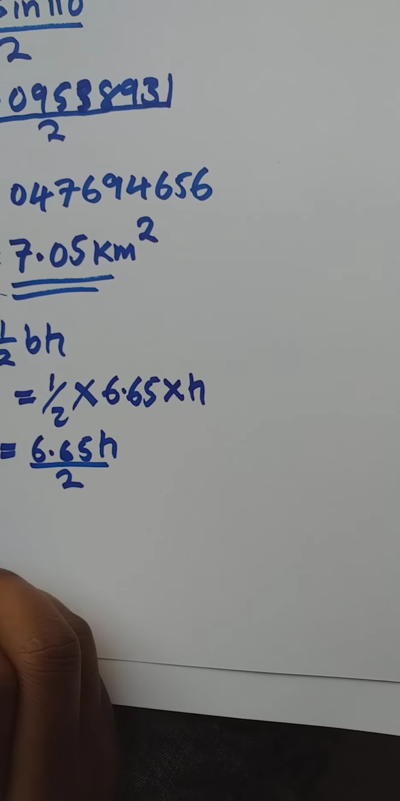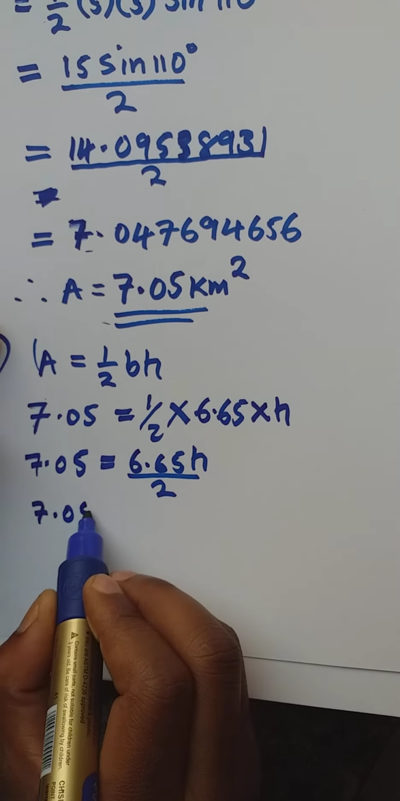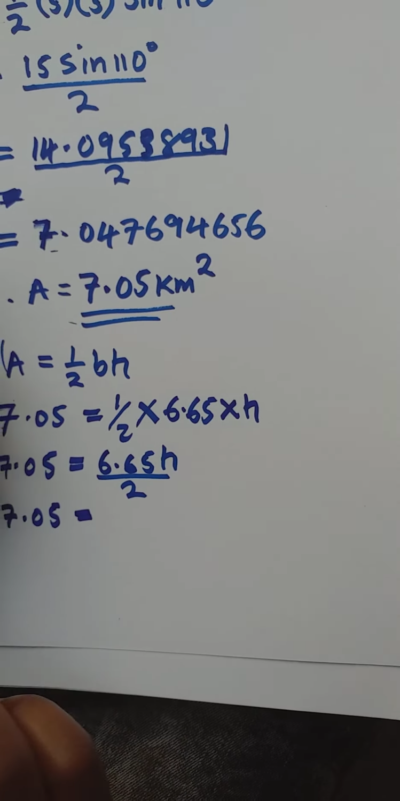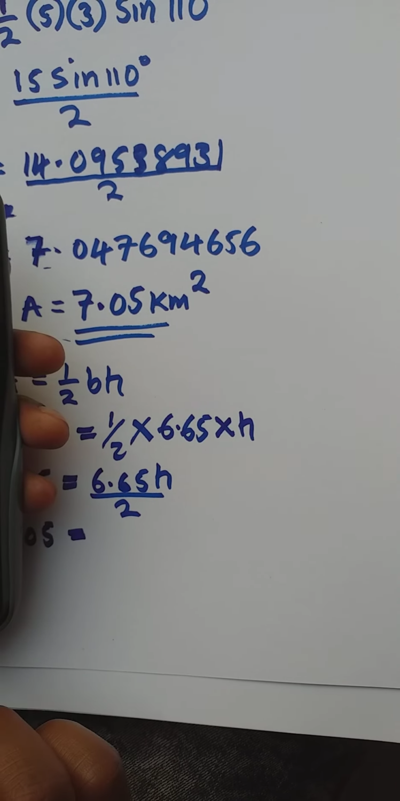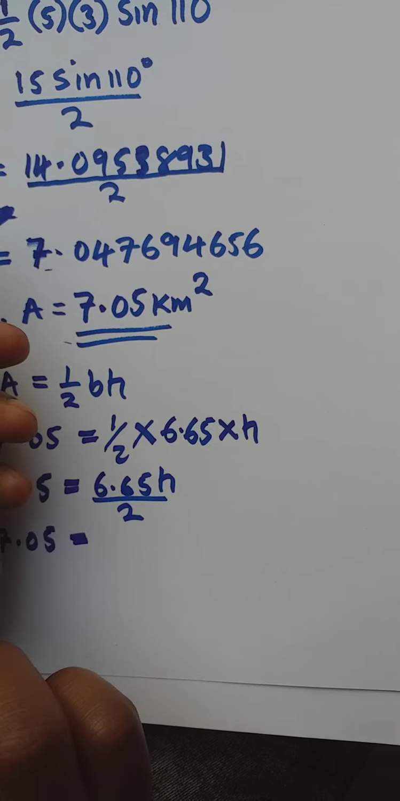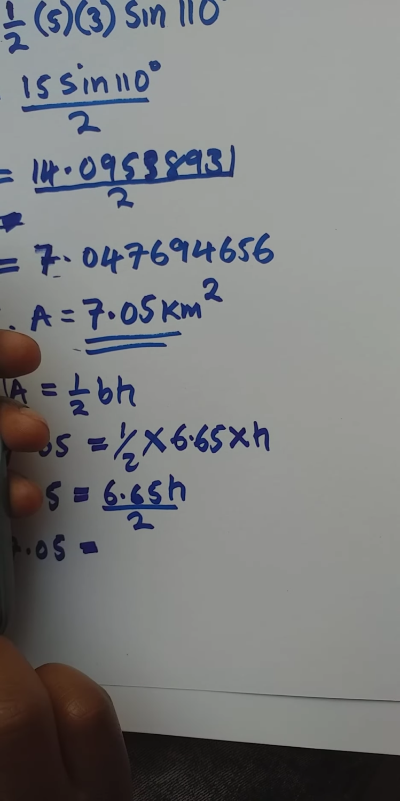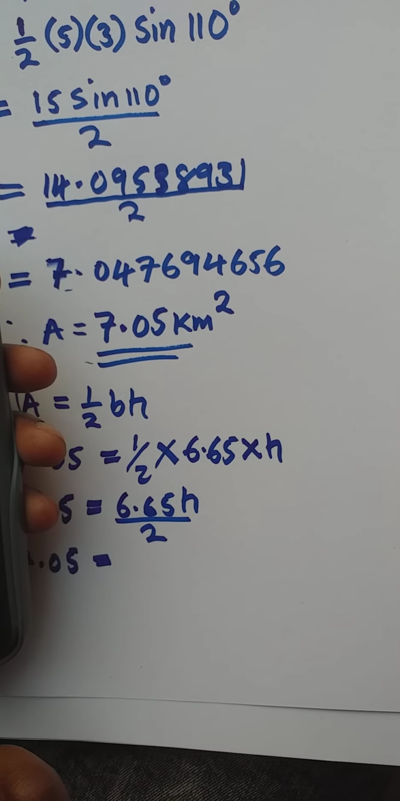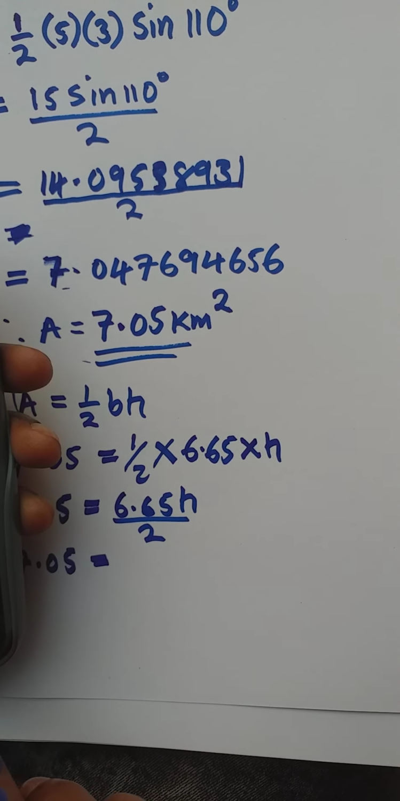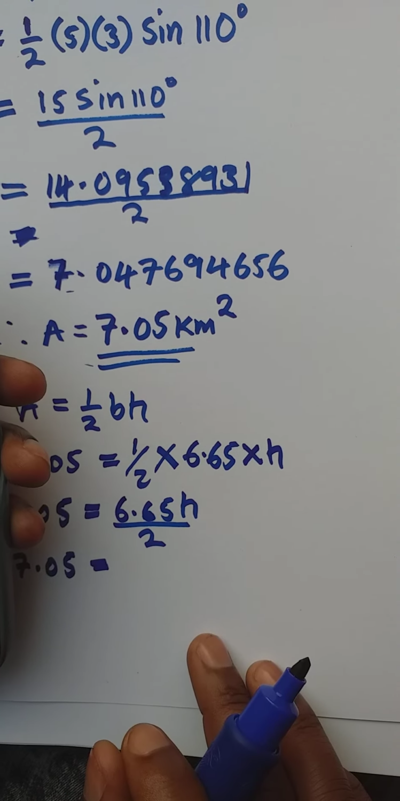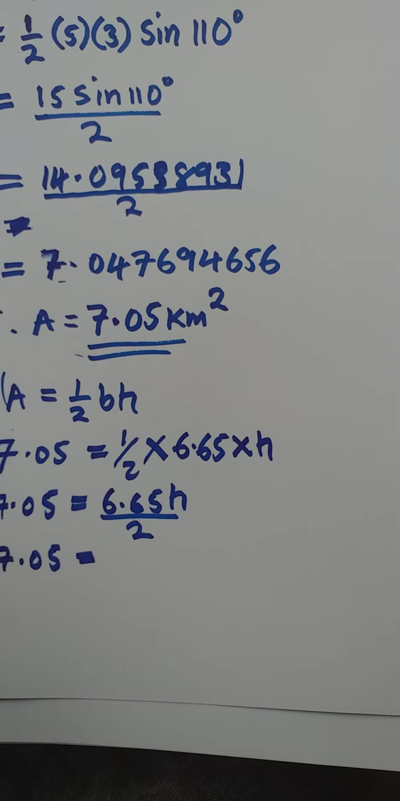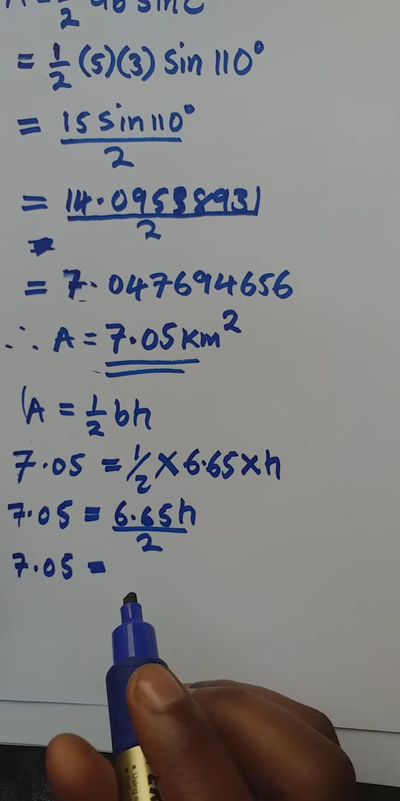Okay, so we're going to say 7.05 equals 6.65 divided by 2. Okay, so this one is giving me the answer in fraction form. So okay, you can try your calculator. So I'll do it directly.